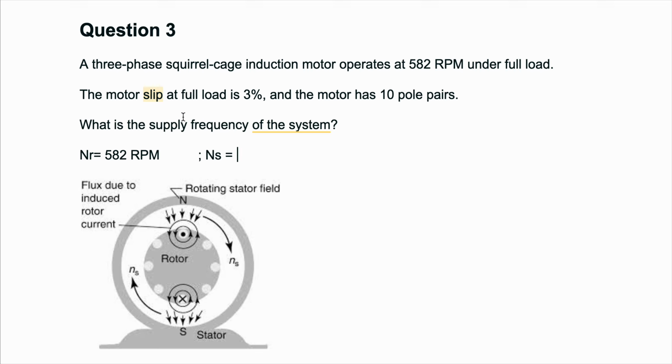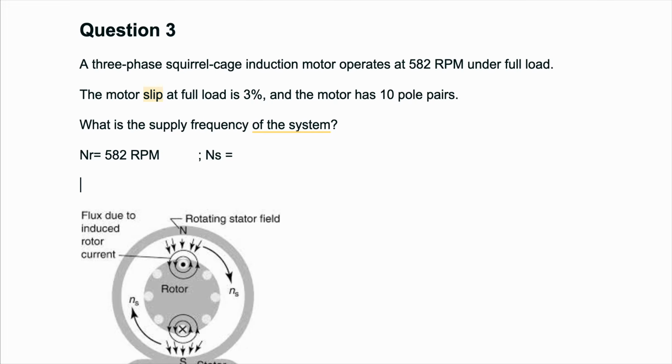We have a slip. What is a slip? A slip is the differential between the speed of the magnetic field of the stator and the speed of the rotor. Let me define the slip. Slip is like this: ns minus nr, the speed of the magnetic field of the stator minus the speed of the rotor, divided by ns. This is the definition of the slip.